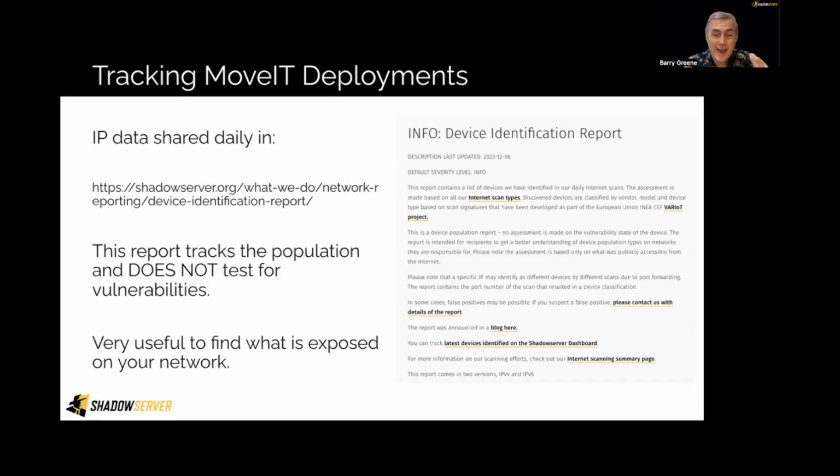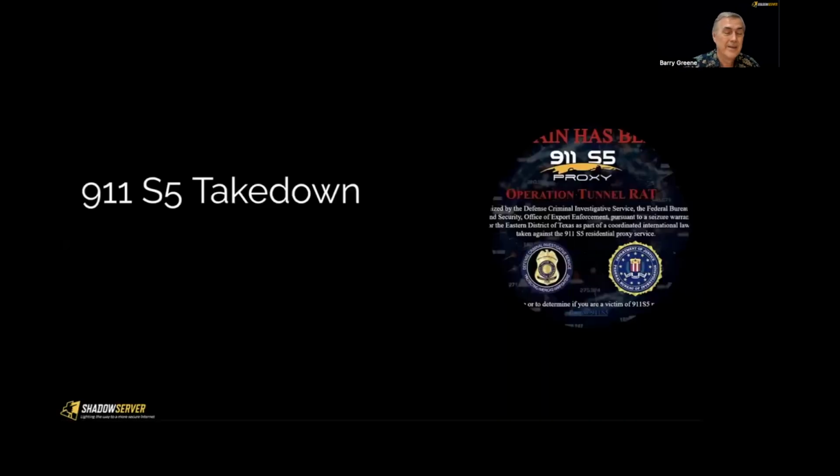So every day Shadowserver goes, zoop, scans your network. You pull up this report and say, okay, what are they adding now? What are they adding that's not secure? So this is the info report. You can find MOVEit on the device identification report, right? And you can find many other things in there.